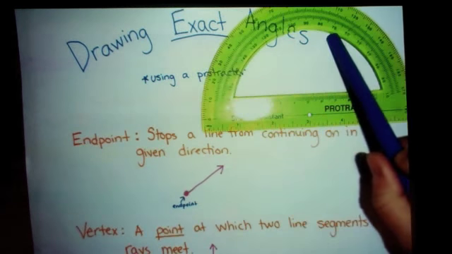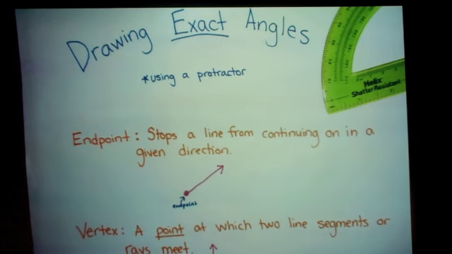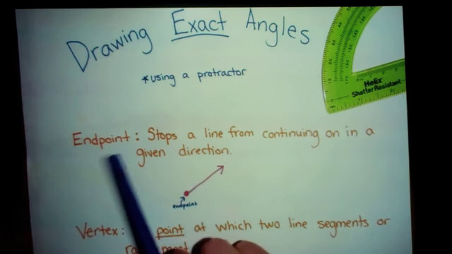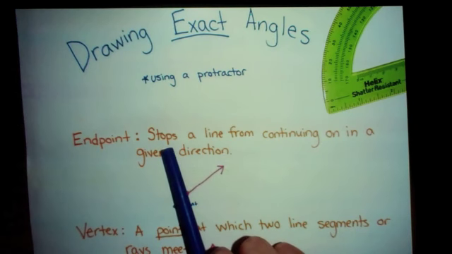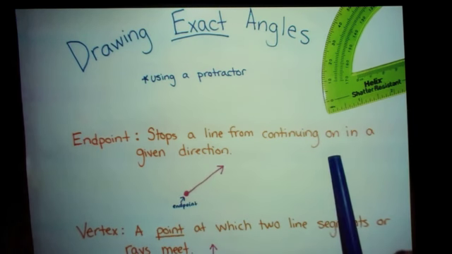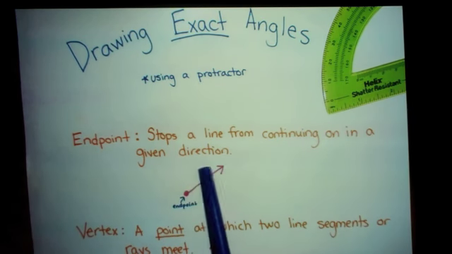Okay, let's get this protractor out of the way for right now so we can write down our definitions inside our math notebook. So here are the two definitions that are going to be important in drawing angles in our notebooks. Endpoint. It stops a line from continuing on in a given direction.